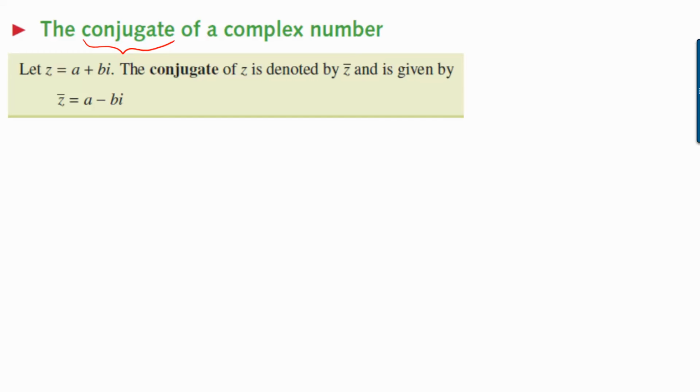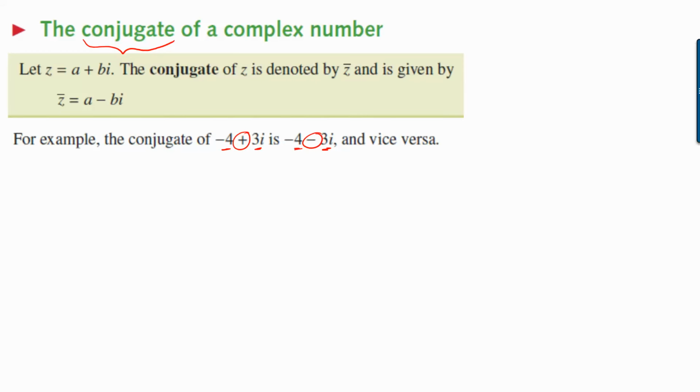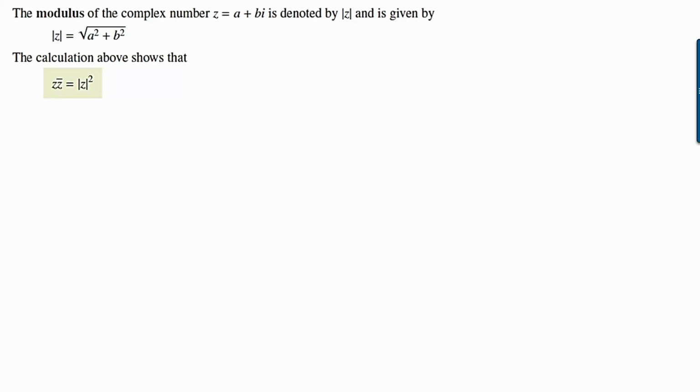So that implies now that the conjugate of negative 4 plus 3i would be negative 4 minus 3i. See, the 2 terms are the same. I've got negative 4, I've got a 3i. The only difference between the 2 is a plus and minus. This is important because it leads to this idea.